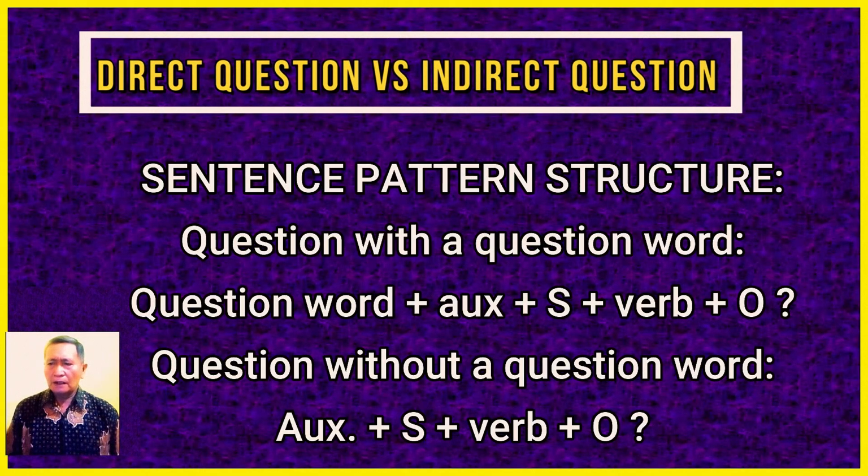They typically change the word order from a question to an affirmative sentence, removing the auxiliary verb, like do, and using if or whether for yes or no questions, and ending with a period or question mark depending on their structure. Look at the examples.